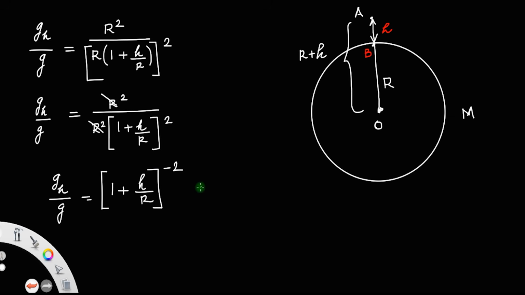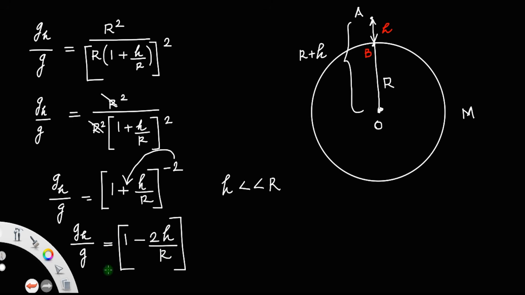So this is the final expression, and we know h is very much less than r. Since it's just a point above the surface of the Earth and the radius of the Earth is very large, these two distances can't be compared, which means h is very much smaller than r. So this is equal to gh by g, and this 2 will come to a place in between these two. That is 1 minus 2h by r.